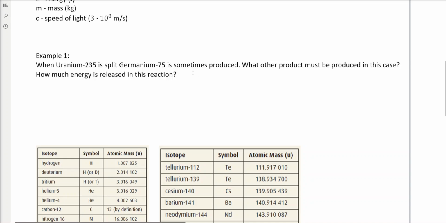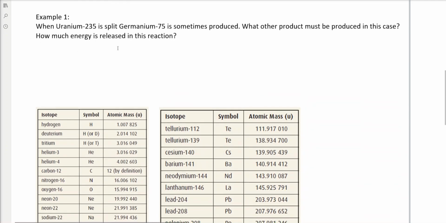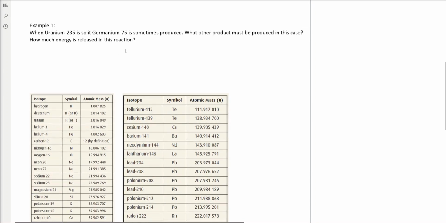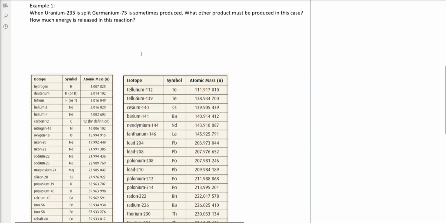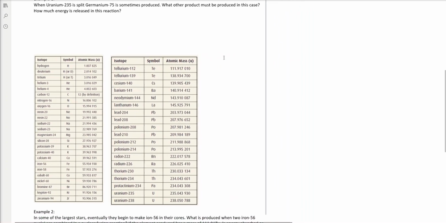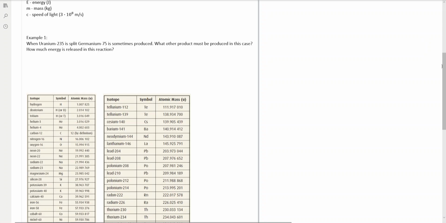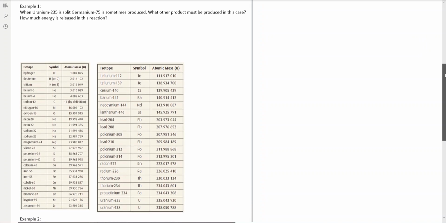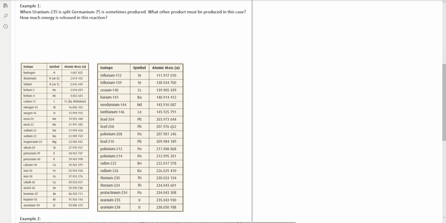And so what we're going to look for in these questions is how much is changing from one to another. So here it says uranium-235 is split into germanium-75, and what other product must be produced, and then if that product is produced, how much energy is released in the reaction. So what I'm going to do here is just make sure you can see everything. You have a whole bunch of values here. Those are not in your formula sheet. You're not expected to memorize these values, but if it was a test question, you would be given a bunch of values, just like I am here.